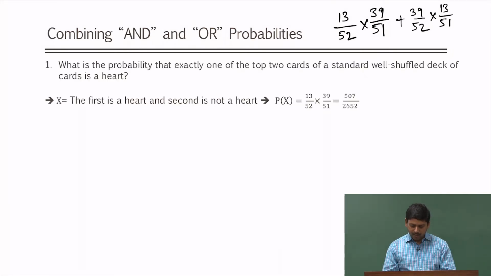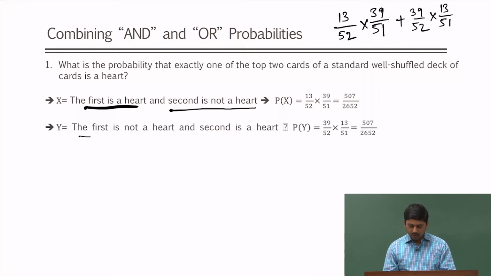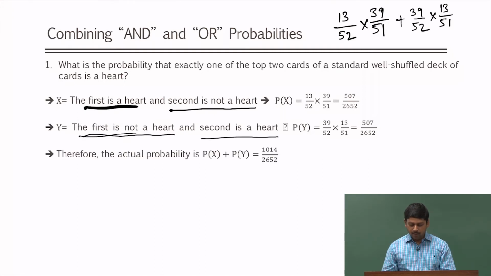So, I have done that. The first is a heart and the second is not a heart; the first is not a heart and the second is a heart. Now, I have these two events, x and y, and either of these two events will give me the desired result, so I add the two, and that is giving us this.